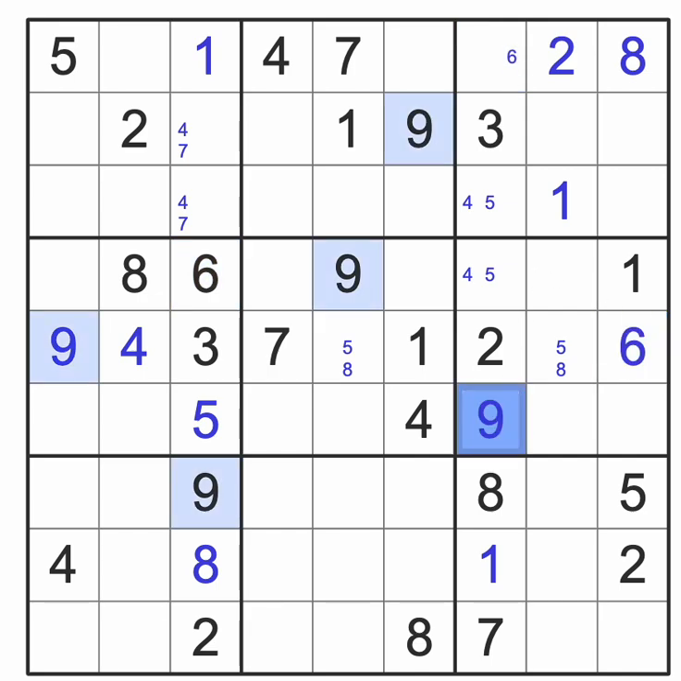which gives me 9 here. That gives me 6 here. And now these two cells are down to 3 and 9. 9 is already here, so this is 3. That gives me 9 here. So 9 in box 2 blocks these two cells in box 3. This 9 in box 6 blocks this cell, and gives me 9 here.